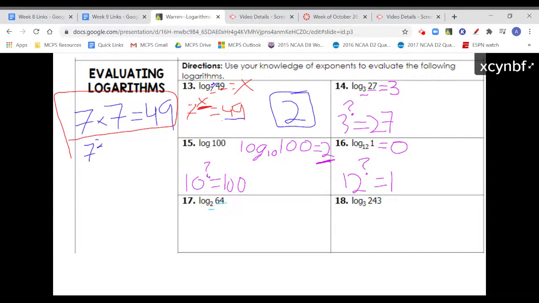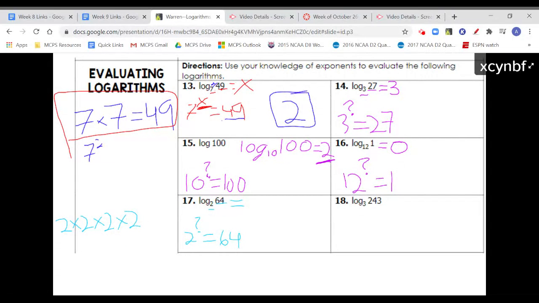So how do I get from 2 to 64? 2 to what power gets me to 64? And that would give me my answer when I figure out that question mark. Well, let me start multiplying 2. To get from 2 to 64, I'm going to have to multiply quite a few times. So in my head, I'm thinking probably at least 4 times.